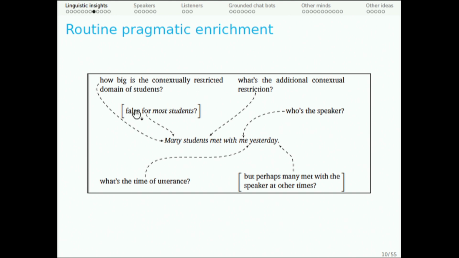How big is the set of students? For many students, that's relevant. What's the time of utterance for understanding these temporal expressions? Who's the speaker? For me, what's the additional contextual restriction on students, which might affect the domain of these students here? And then you do other kinds of things that we call Gricean pragmatics, like if you said many students met with me, does that mean it's false that all or most did for the relevant set of students? And so forth and so on. This is, as I said, just completely pervasive.